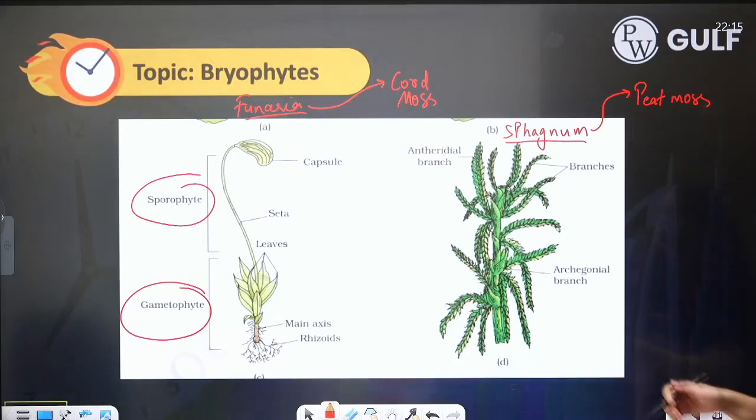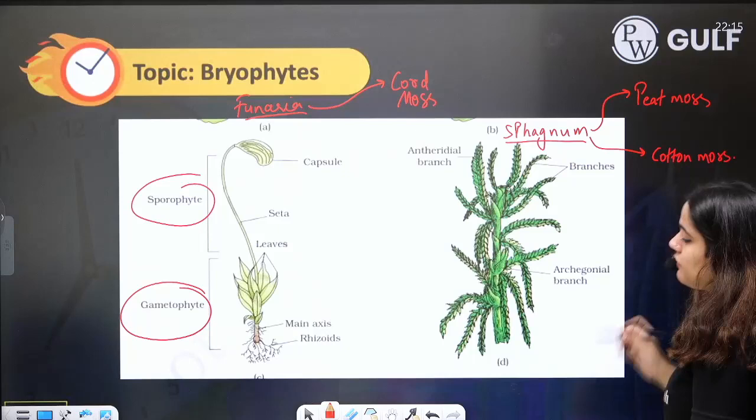They can absorb lots of water. When sphagnum is dry, it can absorb lots of water. That's why it is known as cotton moss.